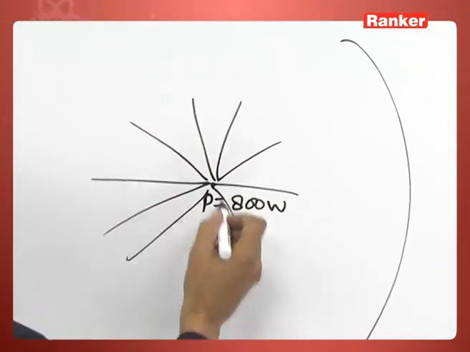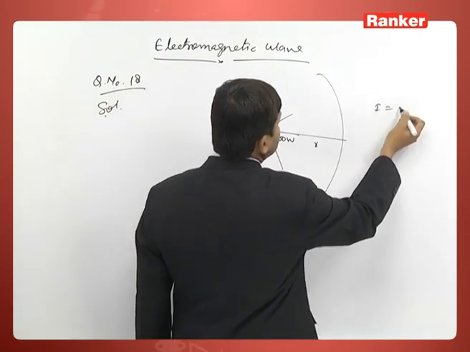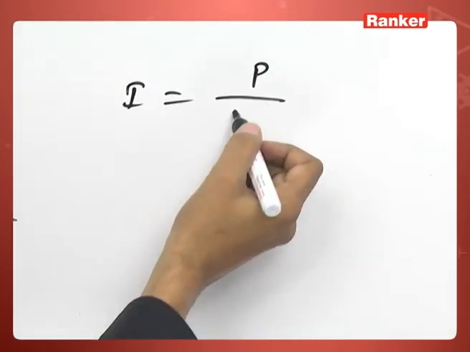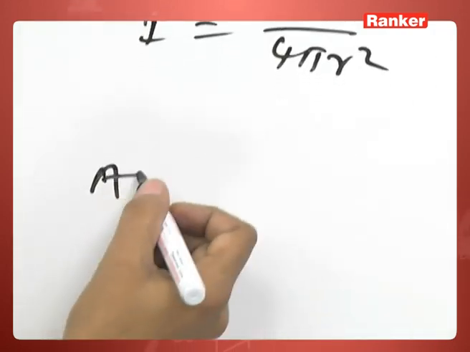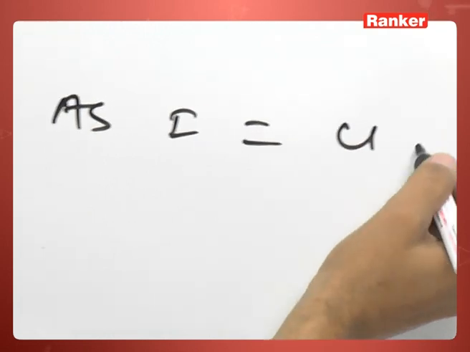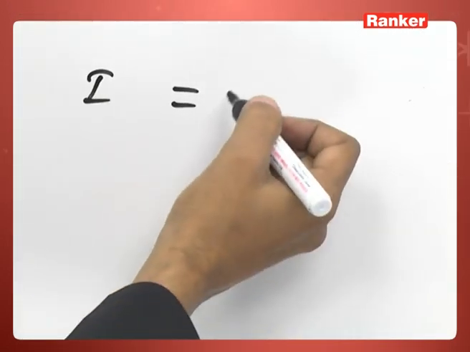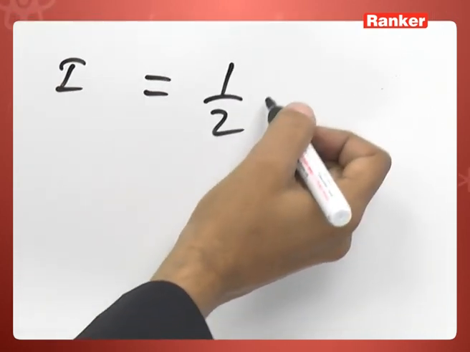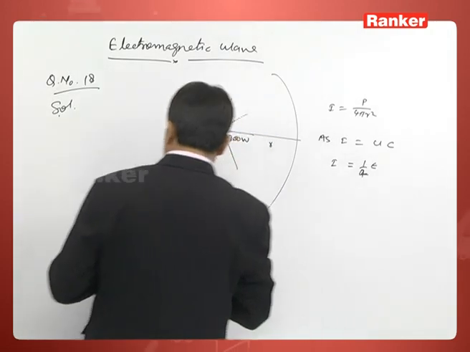So at distance r, intensity can be given as power by 4 pi r square, and as intensity is energy density into C, and energy density is written as 1 by 4 epsilon naught C.